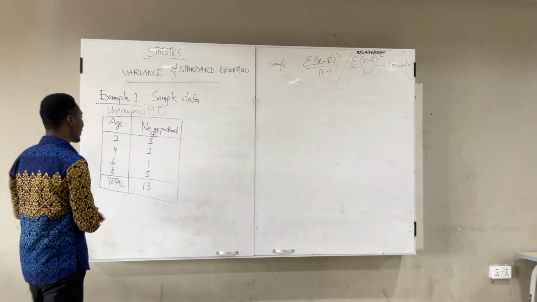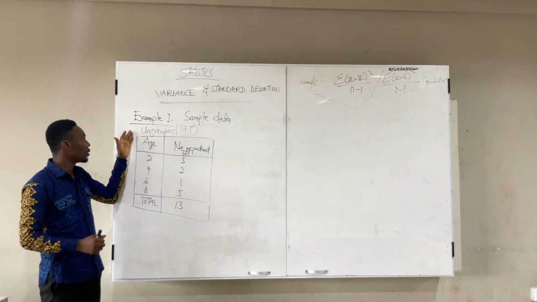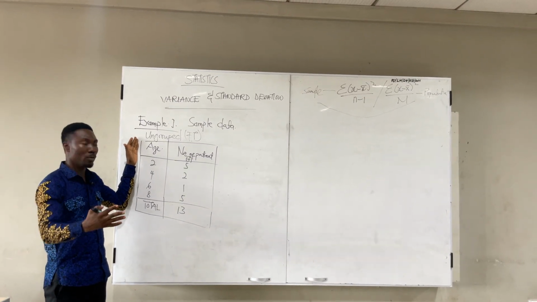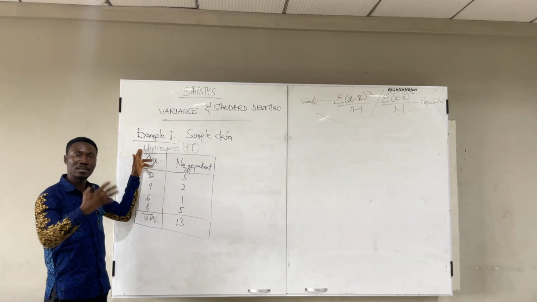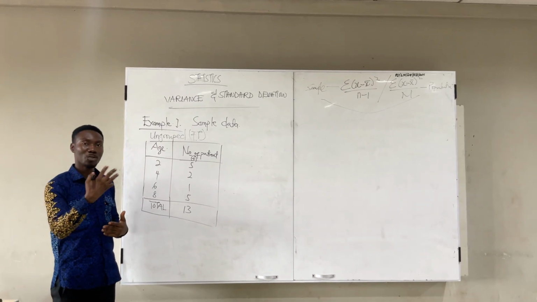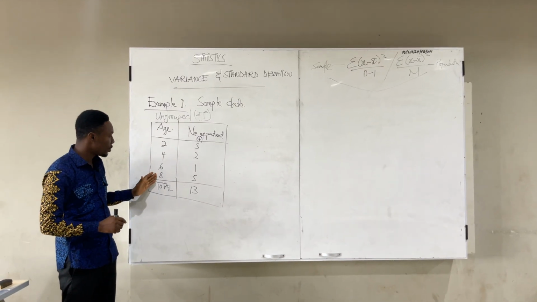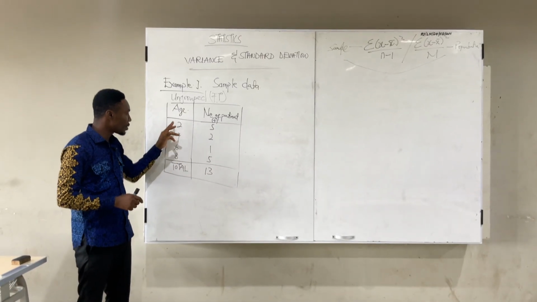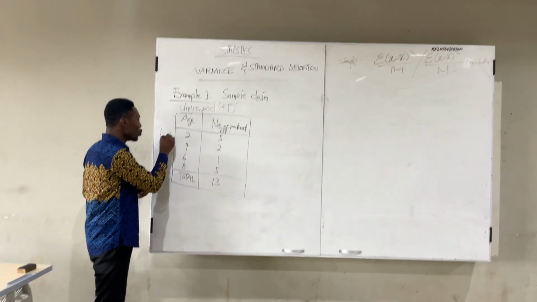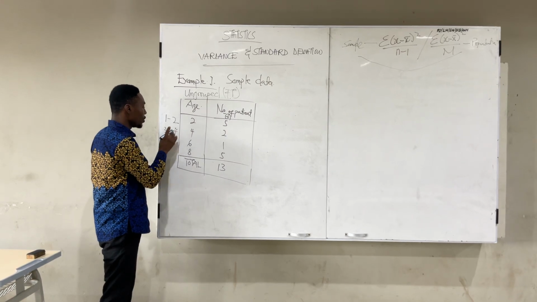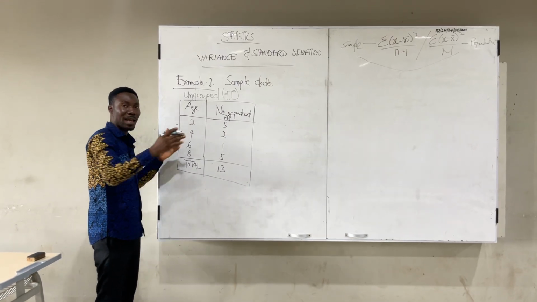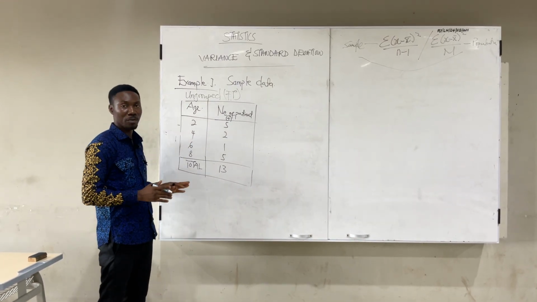Okay, so this is our example. This is an example of an ungrouped frequency table. Remember, how do you know it is ungrouped? You check the variable column. You see the variable column is not in intervals like 1 to 2, 3 to 4. The variable column is not in any class limit. So this is an ungrouped frequency table.